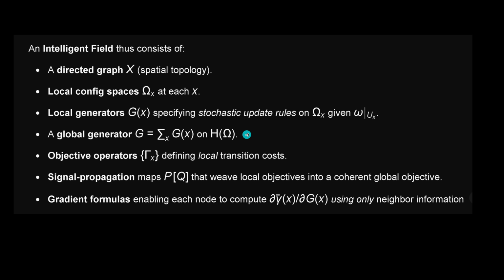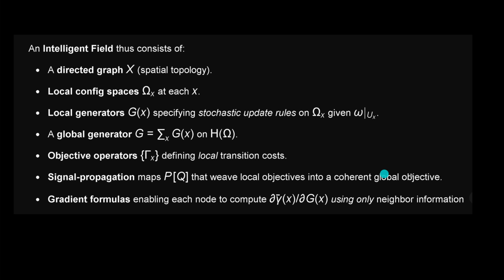And this will be a rather complicated mathematical proof. I'm not going to show you that we can build this in this particular way in the simplest case. Then we have objective operators, you remember, the least action in physics. Gamma X defining the local transition cost. This is our optimization theory. Then, of course, we need for the far-reaching interaction, like a gravitational field that penetrates more or less the complete universe, a signal propagation that maps our operator, so that it weaves our local objective into a coherent global objective.